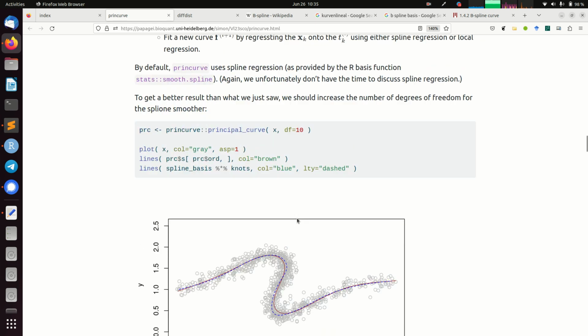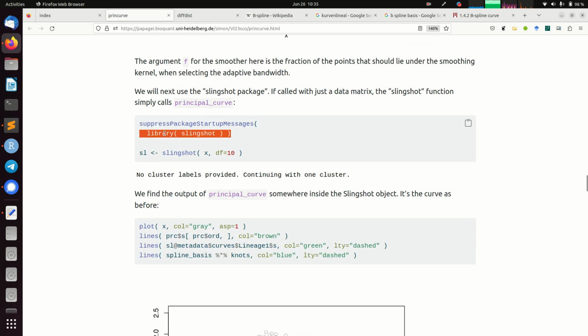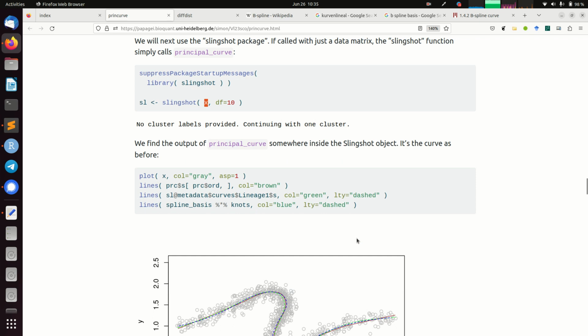So Slingshot, by default, if I just take the Slingshot package as it is, and I give Slingshot my data x, then it will just produce exactly the same as the principal curve function. So you see here the dotted blue line is what principal curve gave us, and the green line is what Slingshot gave us, and it does the same thing. As it should, because we gave it the same parameters, namely df10, and because Slingshot internally uses principal curve.